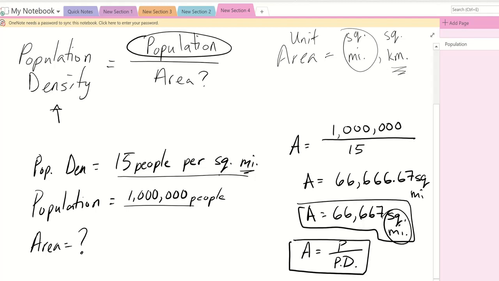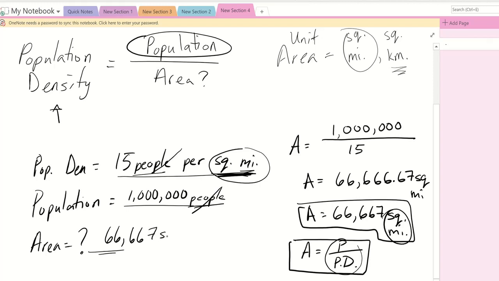Because you know this unit pops up right here. It's 15 people per square mile, and there's 15 people. So when you do this division, the people and people disappear, and all you're left with is the square mile for the area, right? So the area here is about 66,667 square miles, about there, right?